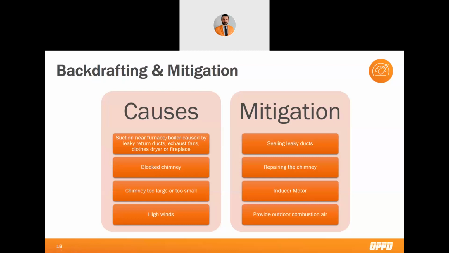The mitigation of these issues comes down to sealing any leaky ductwork. For more information on how to do that, see our airflow webinar. Also, repairing your chimney if there is any damage to it or any known issues you're having. A more active step would be to provide outdoor combustion air. And with that being said, many modern furnaces have an inducer motor to help the venting of the flue gases.